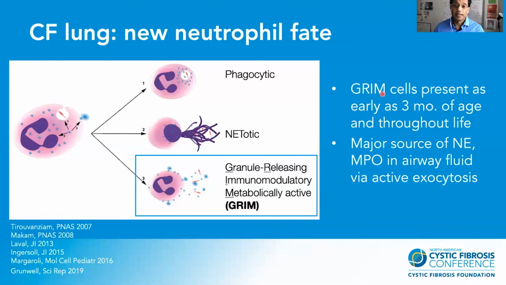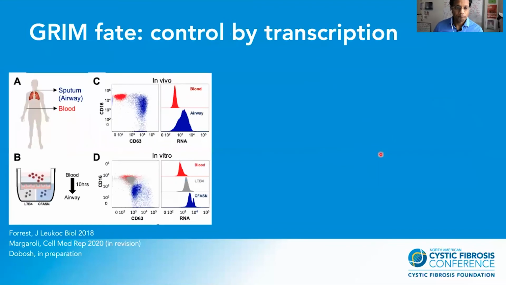What we found is that these GRIM neutrophils are present as early as 3 months of age and throughout life in patients, and they're the major source of neutrophil elastase and myeloperoxidase in the fluid, and they do that by active exocytosis. What's interesting is that we can reproduce this phenotype in vitro by growing air liquid interface cultures of small airway cells and exposing the apical surface to either a chemoattractant or to supernatant from CF sputum that has been rid of bacteria and cells. And we can migrate naive neutrophils from blood through this layer. And in the context of the CF ASN, the neutrophils mimic exactly what we see in vivo.